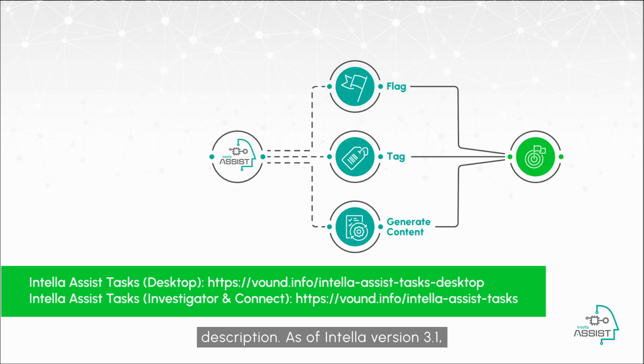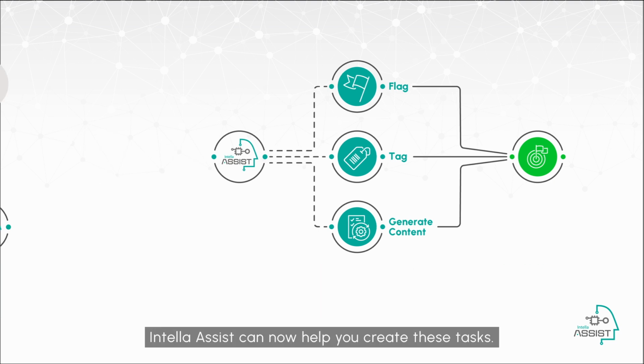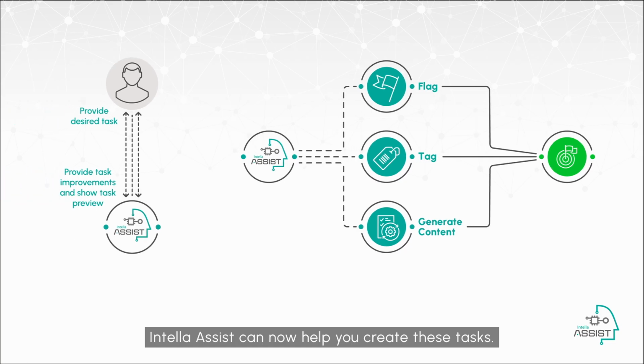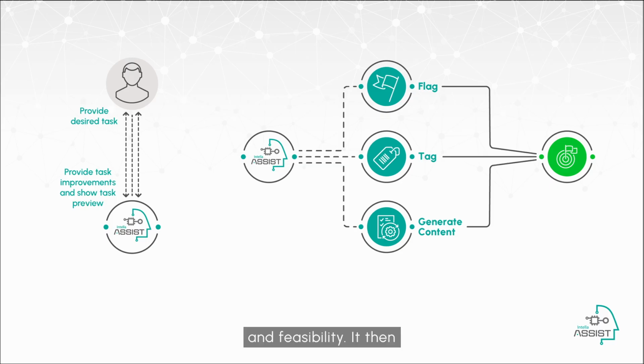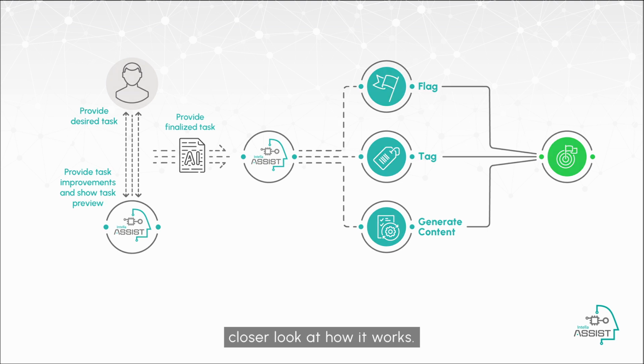As of Intella version 3.1, Intella Assist can now help you create these tasks. You describe what you want, and the AI evaluates your request for focus, clarity, and feasibility. It then generates the full task, including all context and instructions for how the AI should flag, tag, and generate content. This saves you time while also improving task quality. You can continually revise the task until you are satisfied, then finalize and generate it. Let's take a closer look at how it works.